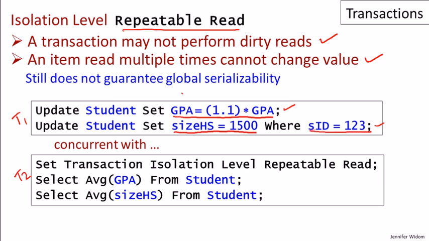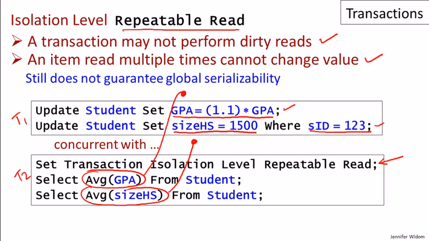In our second transaction, and that's the one we're setting as repeatable read, we're going to read the average GPA as we usually do, and this time we're going to read the average of the high school sizes. Incidentally, our first transaction is serializable, as they always are by default. Let's look at a behavior where the first statement reading the average GPA is executed before transaction T1, or sees the values before T1, while our second statement, the high school size, sees the values after transaction T1.